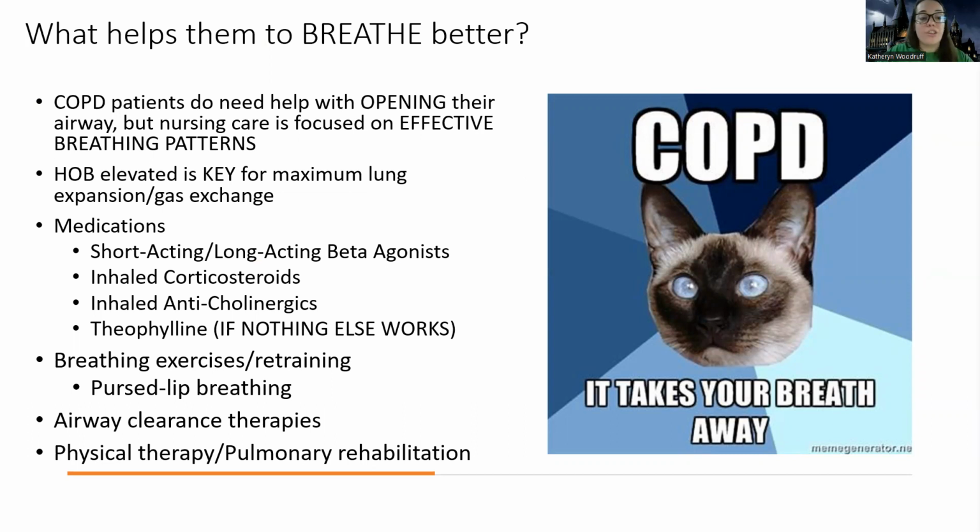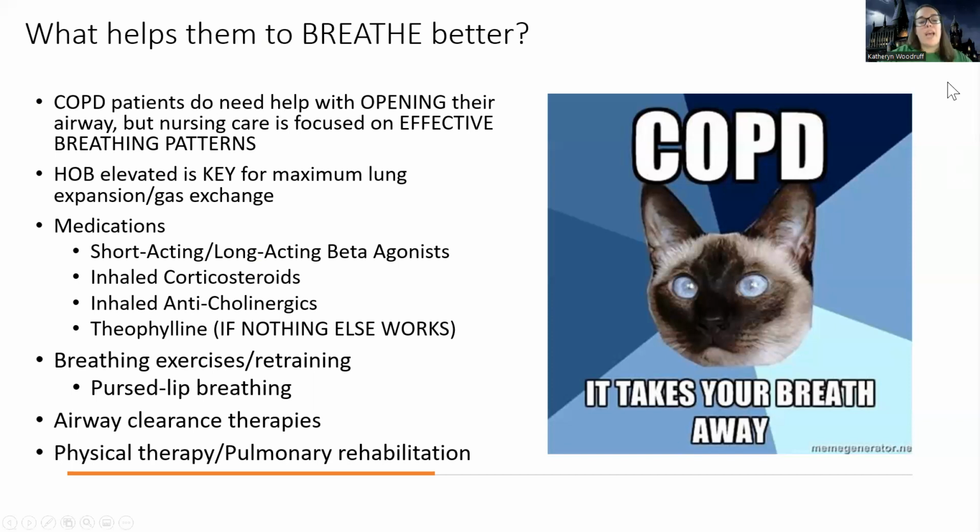A lot of the medications are going to be the same. I'm going to do short-acting and long-acting beta agonists, inhaled corticosteroids. One that's a little bit more commonly used, it can be used for asthma too, but more commonly used in COPD, is inhaled anticholinergics. I'll talk about those on the next slide. And then Theophylline too, if nothing else works.